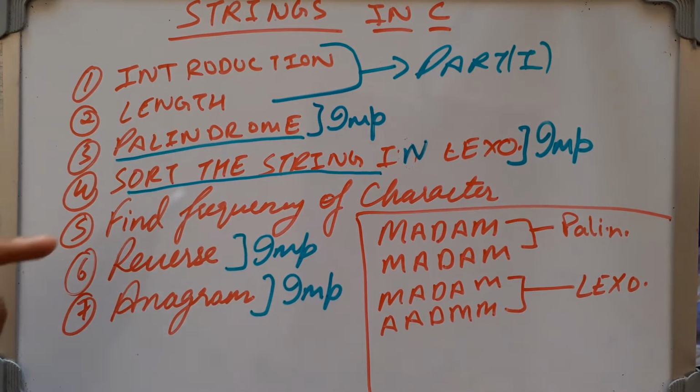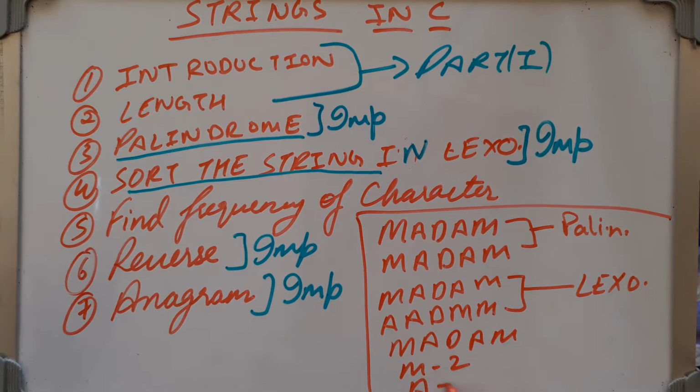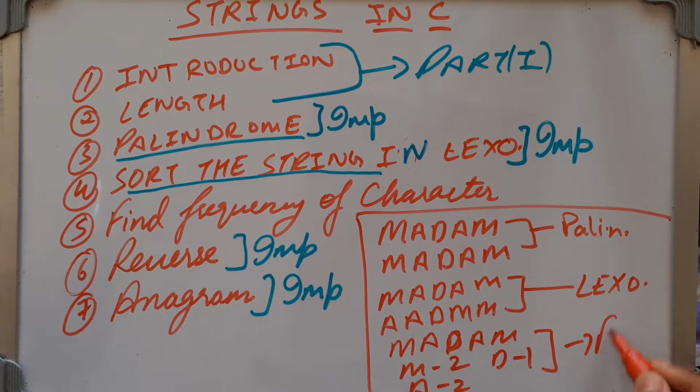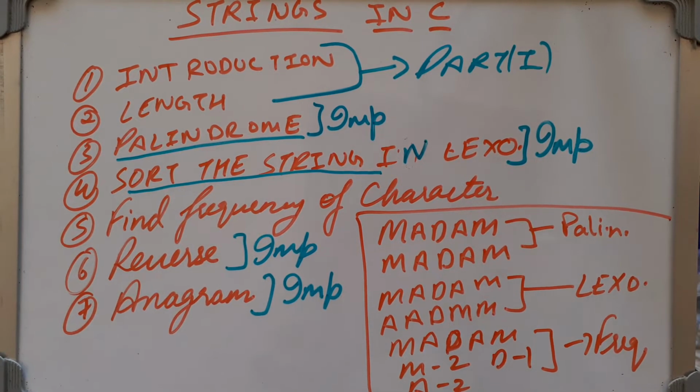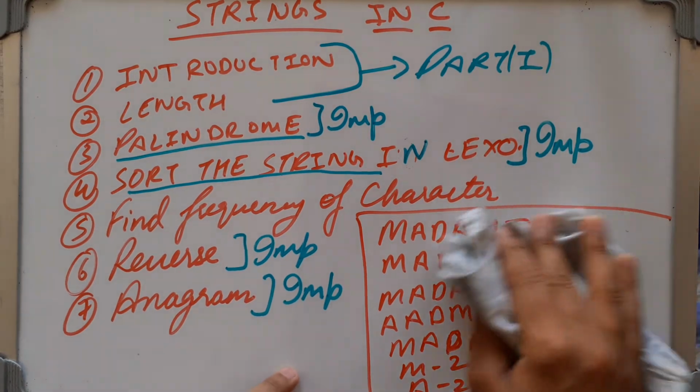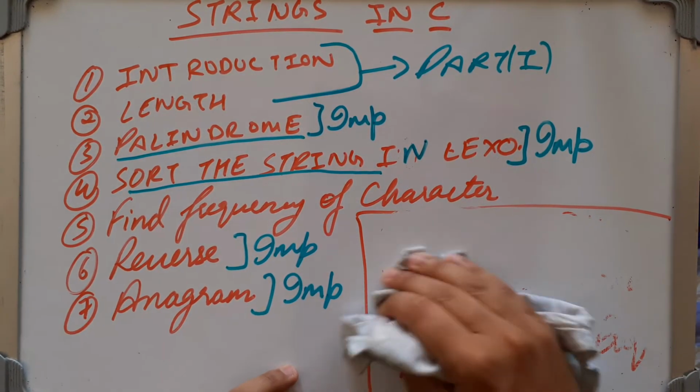Now you have to find the frequency of a character. Suppose you enter madam, M-A-D-A-M. It will give the output M equals 2, A equals 2 and D equals 1. This part is called frequency. Now we are going to do reverse. Reverse you already know. If we have madam, madam reversed is madam, so it's a palindrome string.